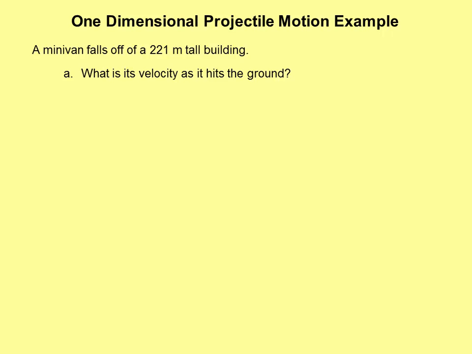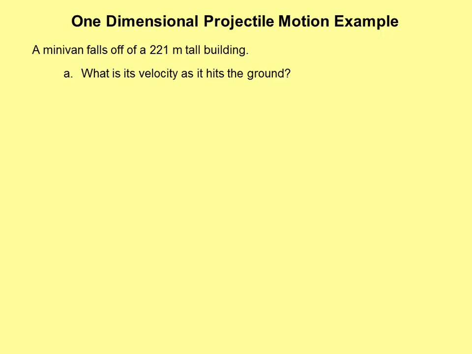Part A: I want to know what is its velocity as it hits the ground. Now careful here, I don't mean its velocity after it hits the ground, which would be the very boring zero. I mean as it gets to the ground, so if you want to think of it, a millimeter before it hits the ground. So it's fallen the entire 221 meters, but hasn't actually impacted the ground yet. That way, it's projectile motion the entire way.